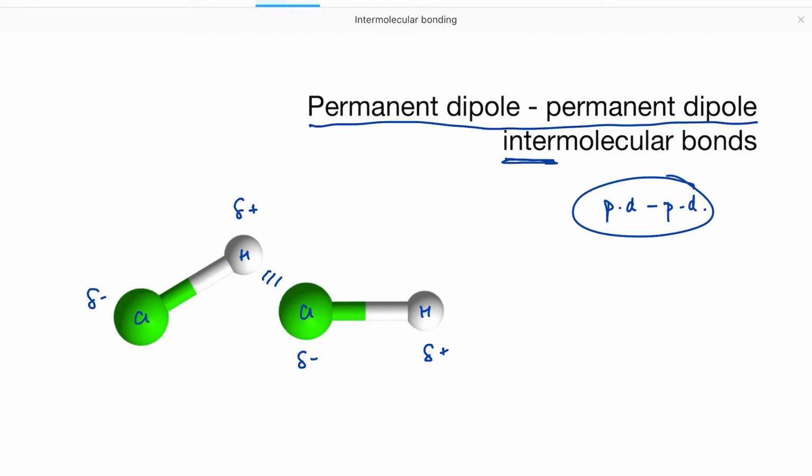Permanent dipole intermolecular bonds are relatively strong intermolecular bonds, but let's be really clear in our mental picture of this. Our molecules are moving all the time, so these attractions are continually being formed and then broken as the molecules move around.